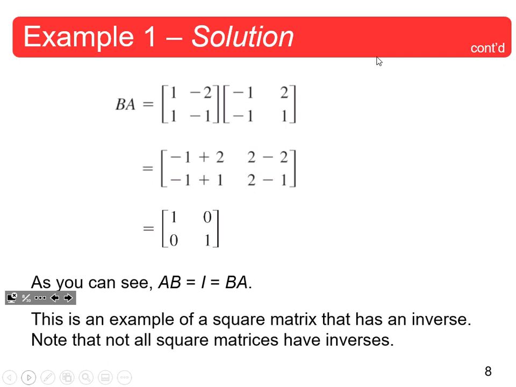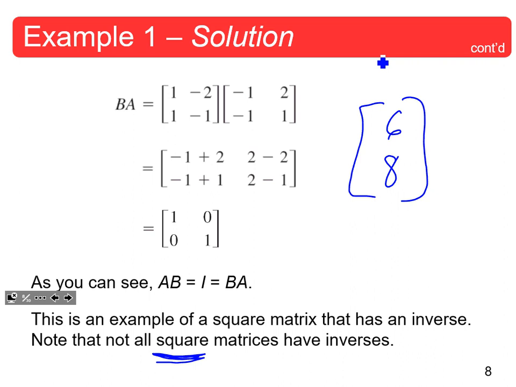This is an example of a square matrix that has an inverse. Note that not all square matrices have inverses. Also, it has to be square. It has to be a square matrix for it to have an inverse. If it's a square matrix, then it has an inverse, or can have an inverse. If it's not a square matrix, it automatically does not have an inverse. It is not invertible.